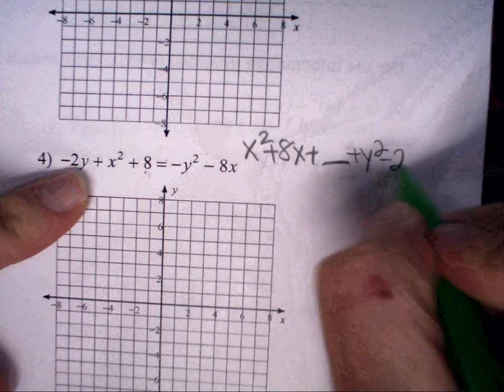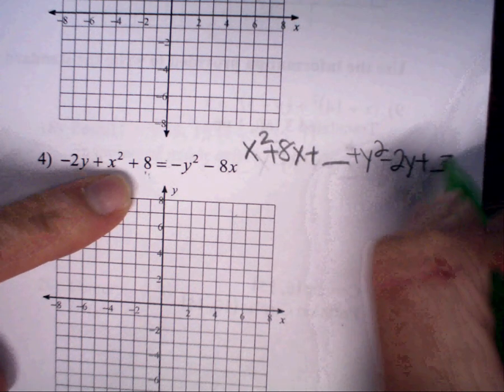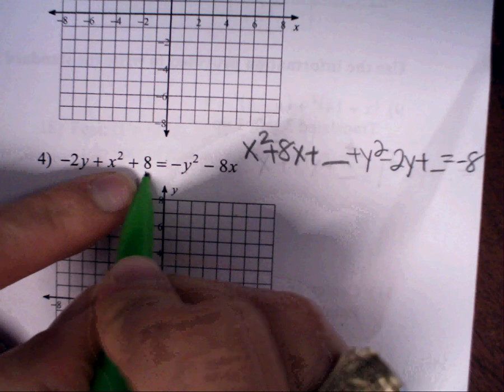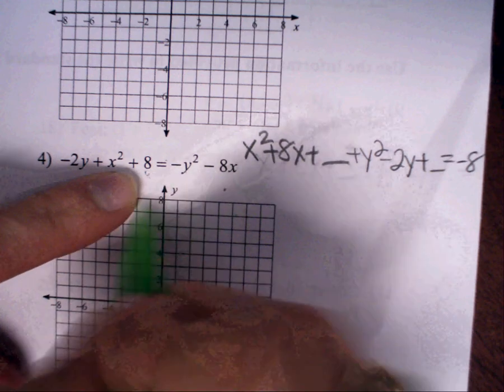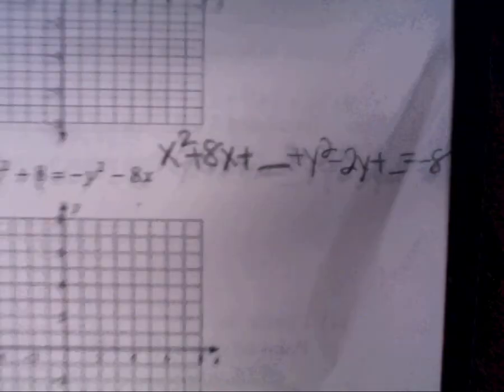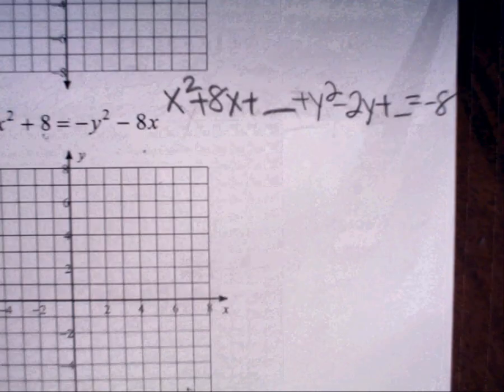minus 2y plus a blank equal to negative 8. So this 8 needed to move over, and these two need to move over. So I did a little reorganizing. So now I'm going to complete it.